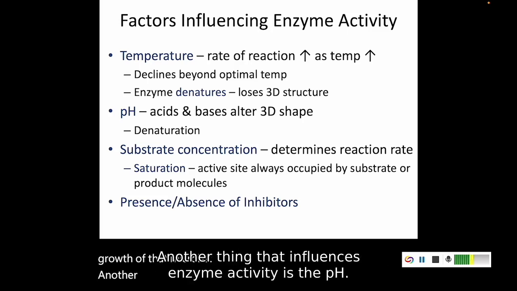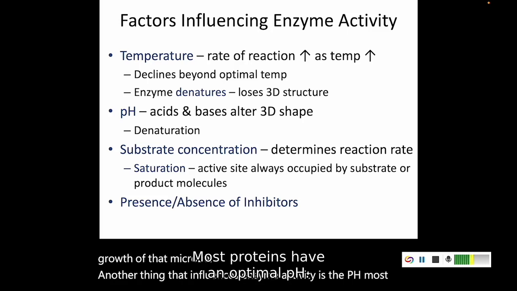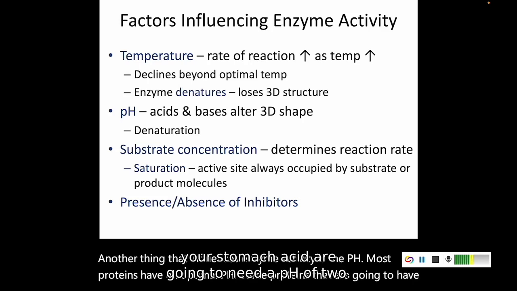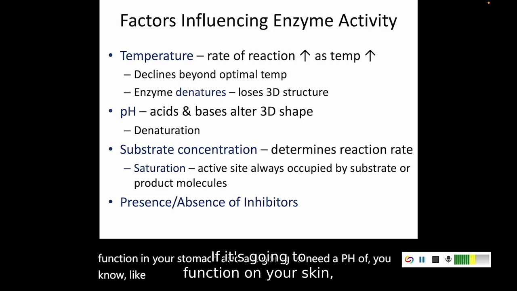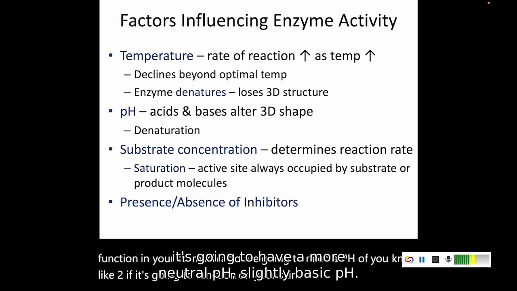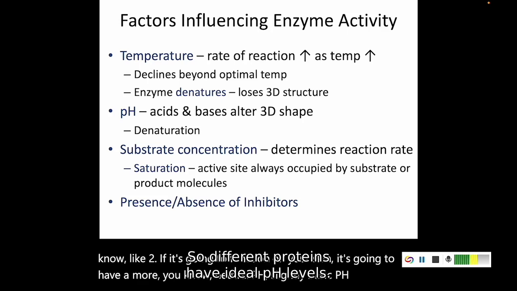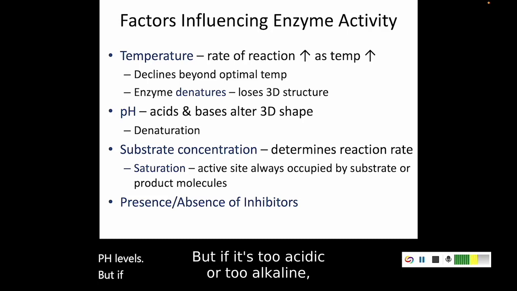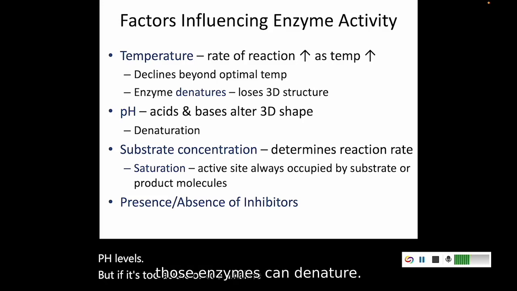Another thing that influences enzyme activity is the pH. Most proteins have an optimal pH. Some proteins that are going to function in your stomach acid are going to need a pH of, like 2. If it's going to function on your skin, it's going to have a more neutral pH, slightly basic pH. So different proteins have ideal pH levels. But if it's too acidic or too alkaline, those enzymes can denature.